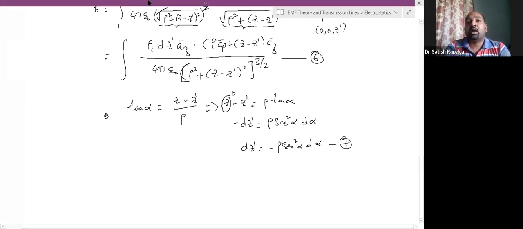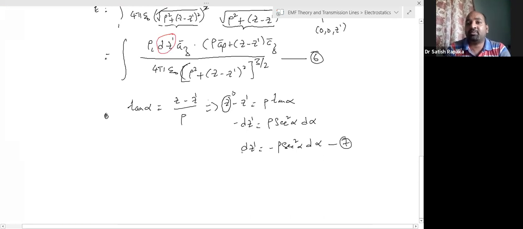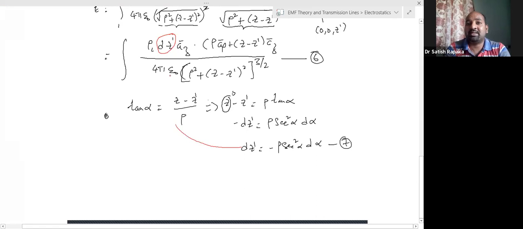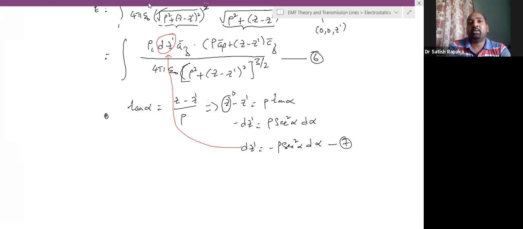Substitute dz dash here, in this place. dz dash is converted into alpha. So therefore, the limitations for the integration will become alpha 1 and alpha 2, right? So let me write down that.